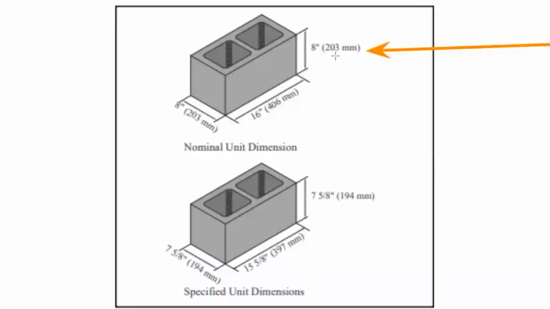So the height of an inch block, that's what is typically referred to here in the Caribbean, is 203 millimeters or 8 inches if you're reading it from the foot and inch system. Let's go around, and it is 16 inches wide, which is 406 millimeters. And they have 2 holes in them.